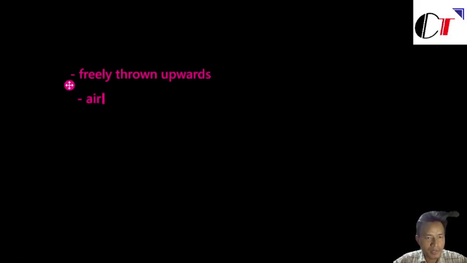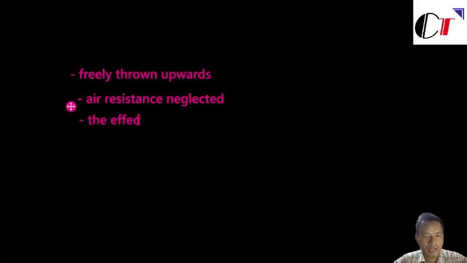And of course, the first important thing is air resistance must be negligible, and the effect of mass is neglected because the mass will disappear. The mass will appear on both sides of Newton's second law of motion, and they will just cancel out, and the acceleration is just equal to minus g.